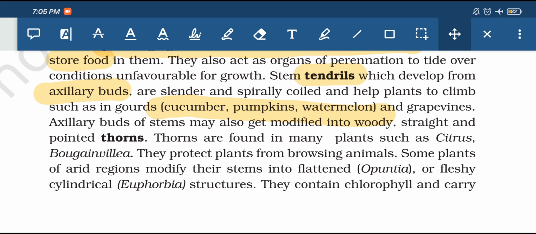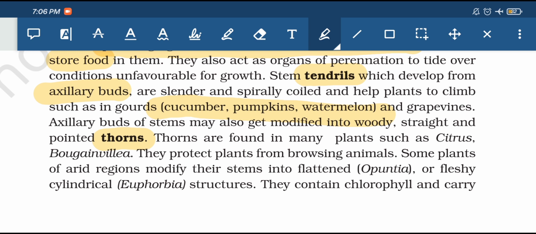Next, axillary buds of stem may also get modified into woody, straight, and pointed thorns. So the next point is about thorns. First was storage of food, then comes tendrils, then comes thorns. Thorns are found in many plants such as citrus and bougainvillea. They protect a plant from browsing animals.